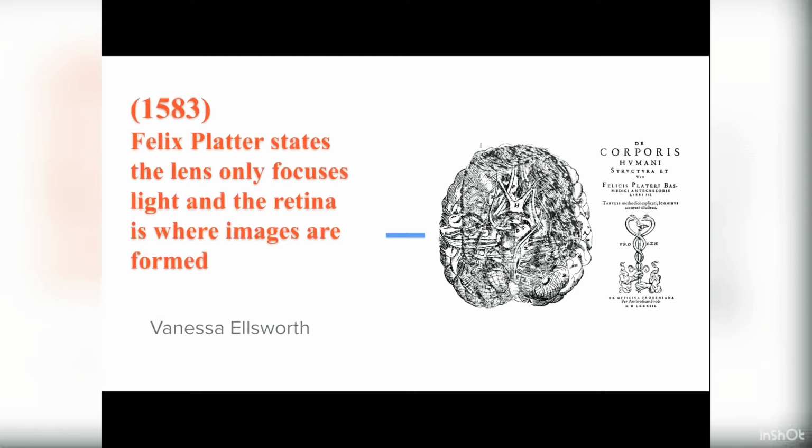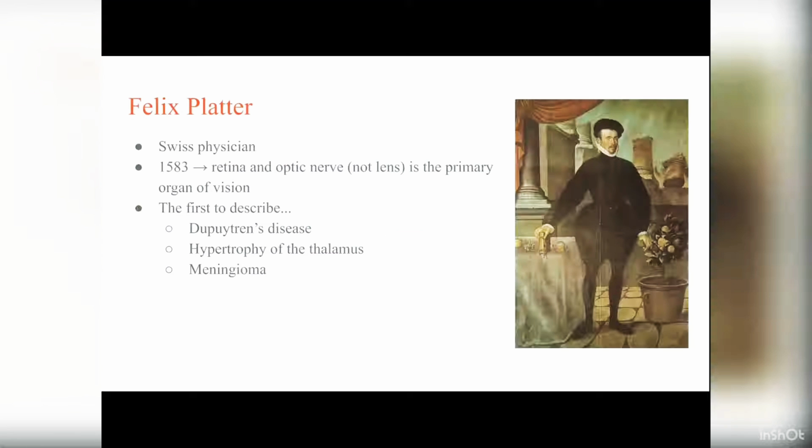So today I'm going to be talking about the 1583 publications by Felix Platter, in which he argues that the retina and the optic nerve are responsible for the formulation of images in the brain, contrary to the previous paradigm that stated images were collected in the lens.